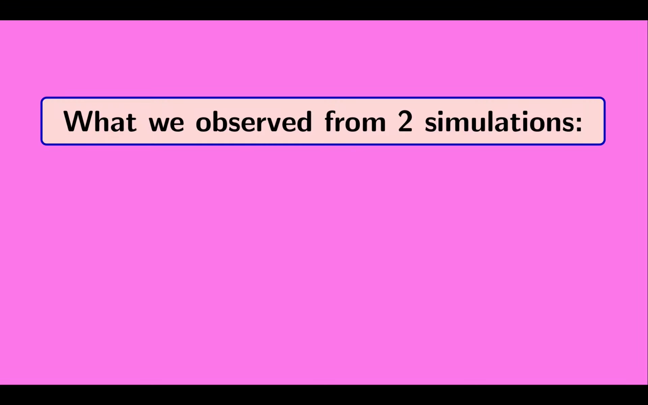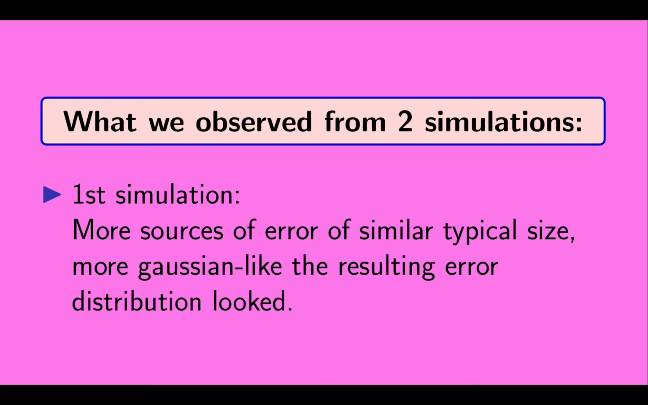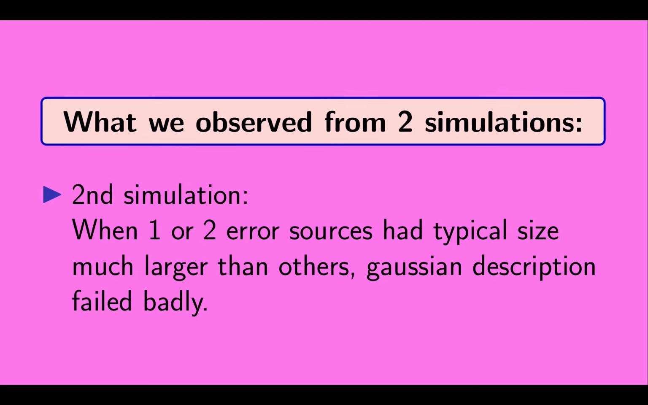Okay, what we observed from these 2 simulations. In the first simulation, we saw that if we had more sources of error with similar typical sizes, the more Gaussian-like the resulting error distribution looked. In the second, we saw that when 1 or 2 error sources had typical sizes much larger than the others, that Gaussian behavior was lost.